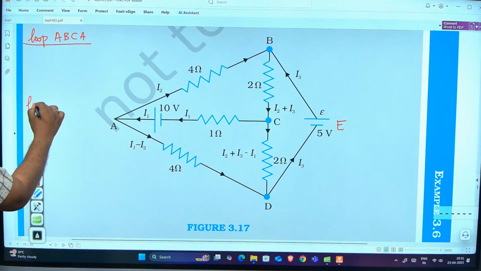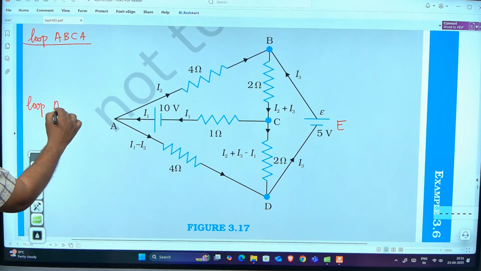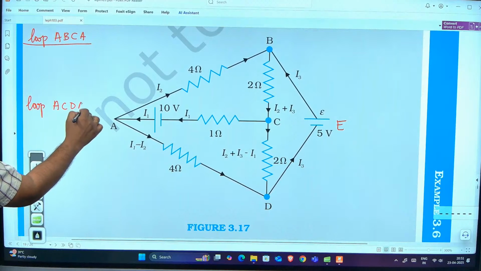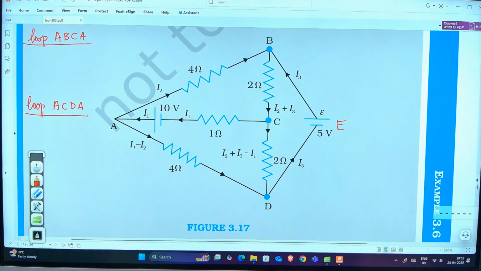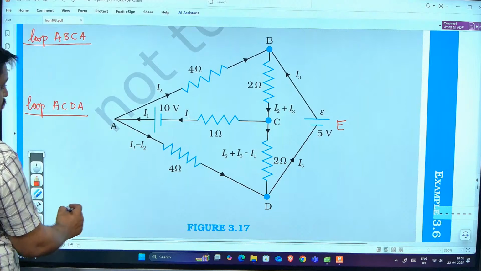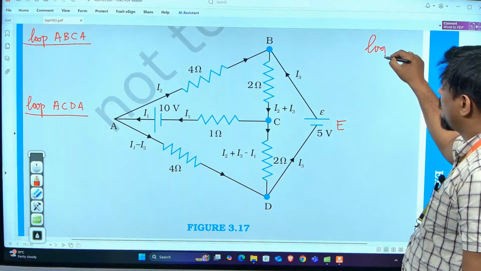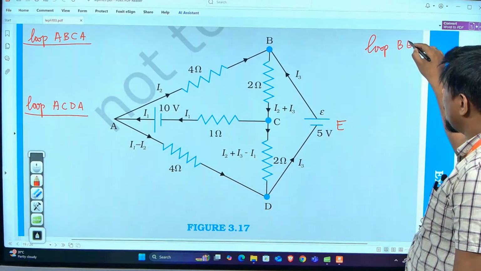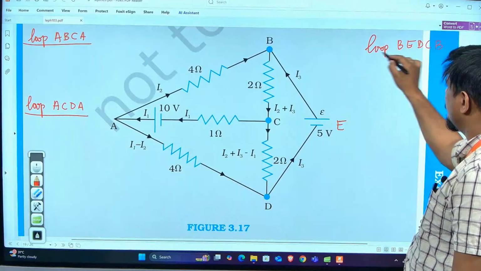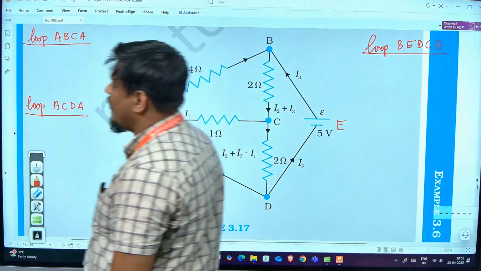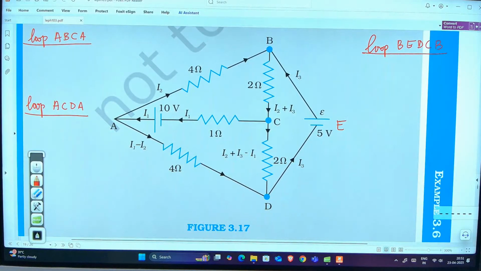Take loop A, C, D, A and take another loop, I'm writing it here, loop B, E, D, C, B. I recommend taking these 3 loops, not because I know the answers, but if I am a student, I will take those loops. So I have taken that one, sir. Good, Mr. Pratap, your thinking and my thinking are matching.